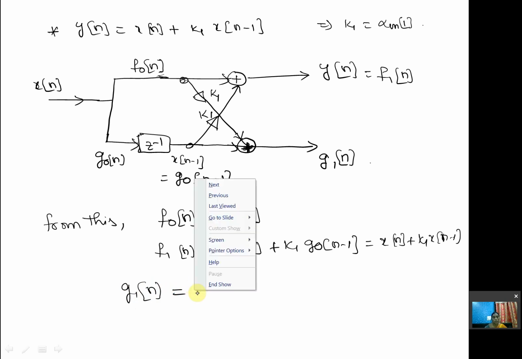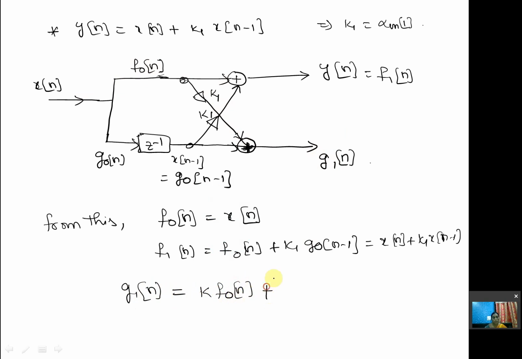Very simple. Then g1 of n is nothing but, what is that? Observe g1 of n. What is that? F naught of n into k. Am I correct? Right. Plus then g naught of n minus 1. Am I correct? That means k into x of n plus x of n minus 1. This is nothing but g1 of n.